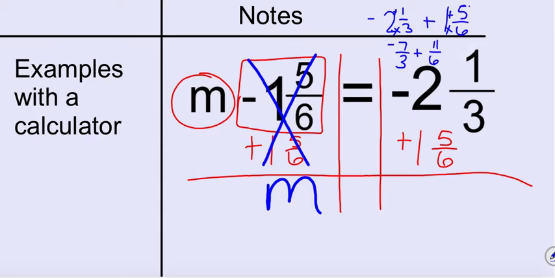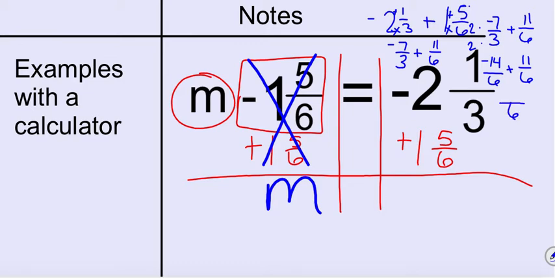I'm going to leave those alone. So I have negative 7/3 plus 11/6. I can leave the 11/6 alone because nothing's going to bother that. But I do want to take this thirds and multiply it by 2 to give me negative 14/6. Now when I add those, remember the denominator stays the same, so I know the denominator will be 6.